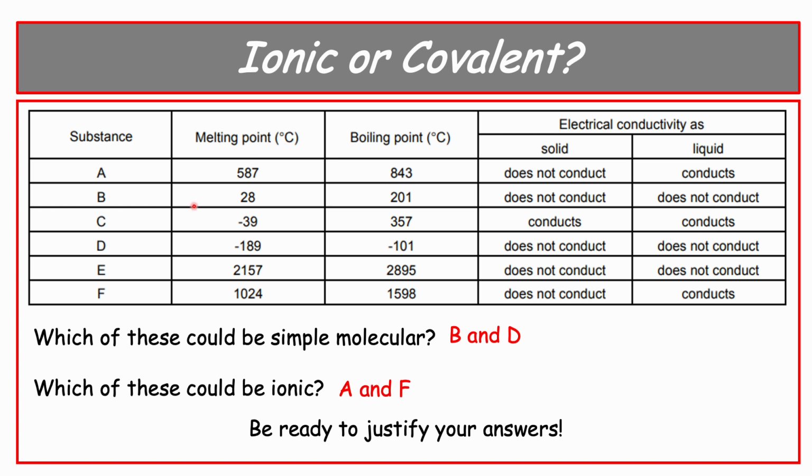So you can now tell the difference between ionic and covalent. You can describe the properties of ionic compounds. You can describe the properties of covalent compounds, as well as explain them and draw your dot and cross diagrams.